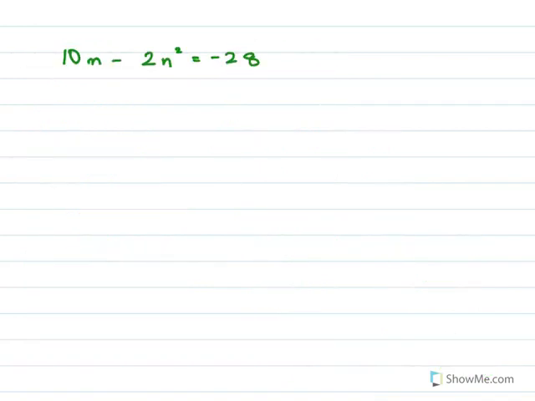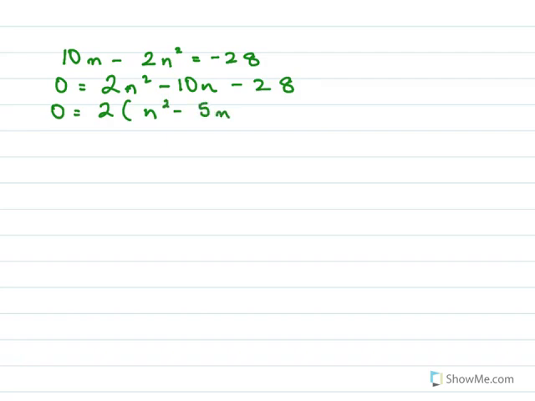Now we'll take everything on one side. So we'll write 0 equal to the minus 2n square on the other side becomes plus 2n square, the plus 10n becomes minus 10n, and this minus 28. Now 0 equal to, we take 2 common out. What remains here is n square minus 5n minus 14. We ignore the 2, so 0 equal to n square minus 5n minus 14.